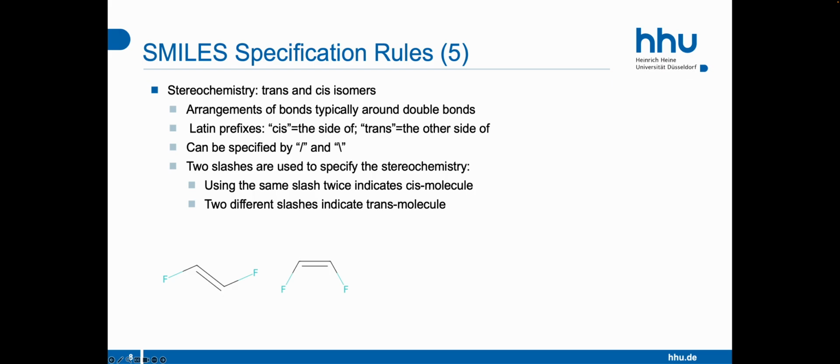If we have the same slash twice, we have the cis version of the molecule, and if we use the forward and the backward slash, we have the trans version. Here is an example for the arrangement of bonds around a double bond. You can see that if we use the same slash twice, we get the cis molecule, and if we use forward and backward slash, we get the trans molecule.